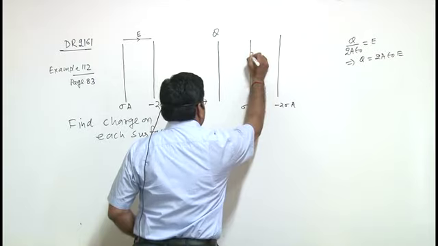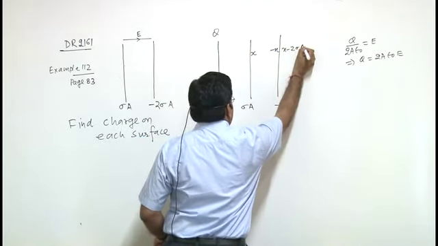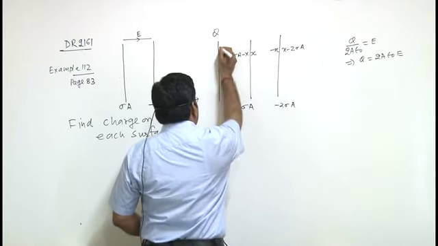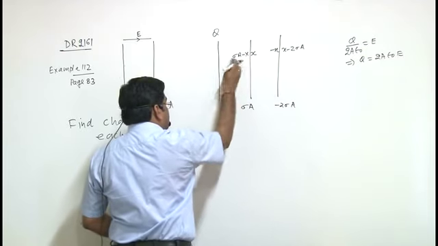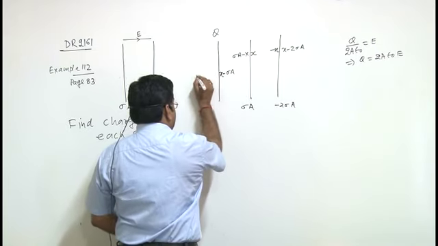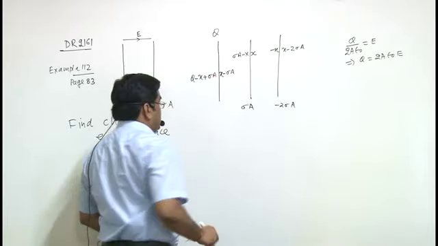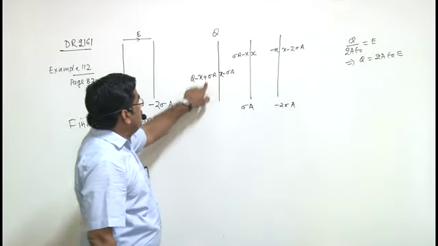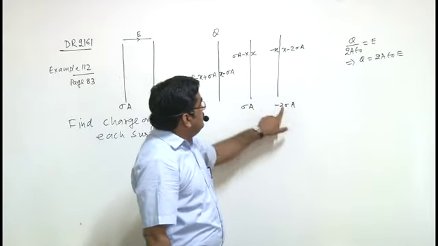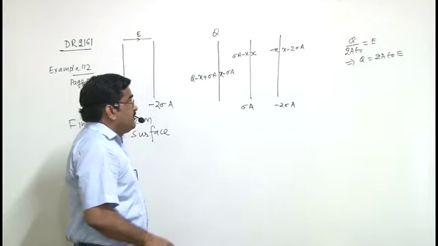Let us assume that this is X, this is minus X, this is X minus 2 sigma A, this is sigma A minus X. On this side the opposite of this will be there, X minus sigma A, and on this side the charge will be Q minus X plus sigma A. So the total of these two is equal to Q, the total of these two is equal to sigma A, the total of these two is equal to minus 2 sigma A. Now we have one unknown, that is X.